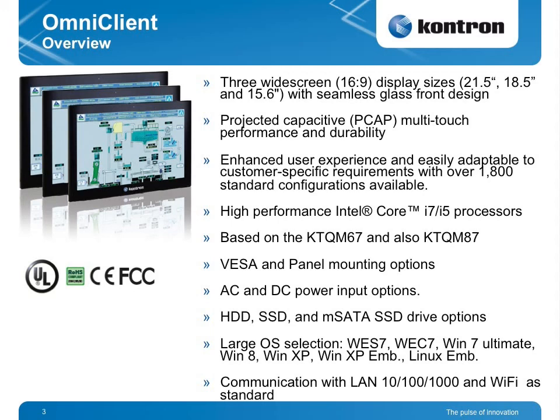The main processing unit is an i5 or an i7 using the 2nd generation Sandy Bridge, or also the 4th generation Haswell i7 and i5 processors. We base it upon a mobile motherboard, the KTQM67 and the KTQM87, which is the brand new motherboard from Kontron. All products are available to mount either as a panel mount or as a VESA mount. They can also be powered with an AC or a DC power supply. The options also include a hard drive, solid-state drives, or mSATA solid-state drives.